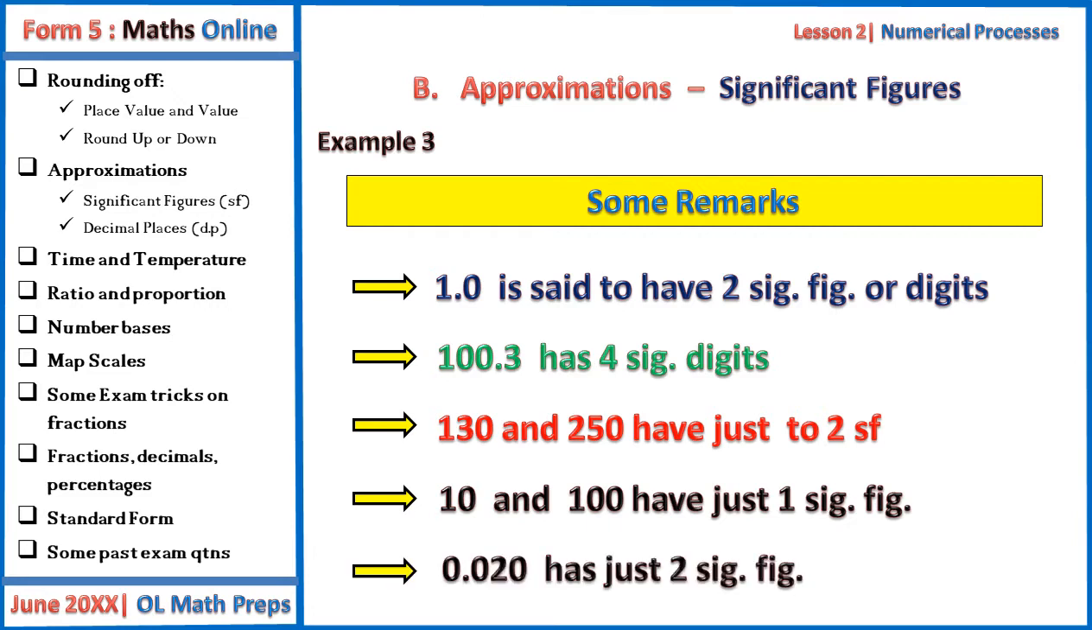However, 0.020, note that the first significant figure is a 2, and the 0 that follows is significant, so it has two significant figures.